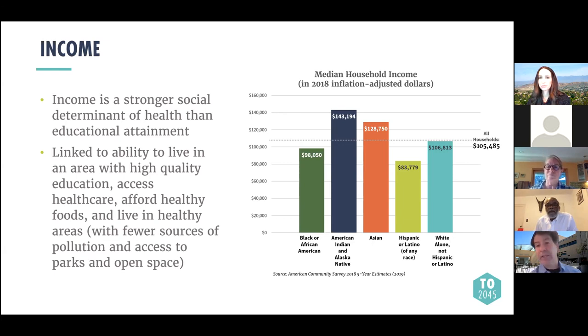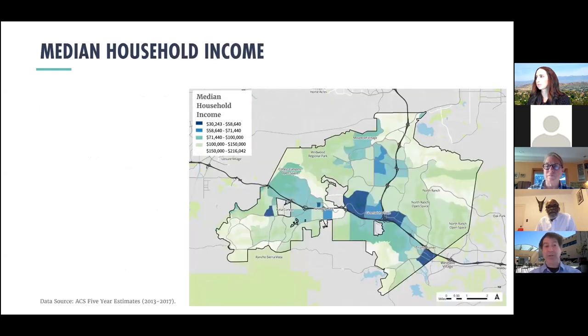The median is just over 105,000. And what we can see here is that Black, African American, and Hispanic Latino are below the average. And then Asian and white. White is actually right at the average, and Asian and American Indian and Alaskan Native are well above the line. So what we see is, again, disparities in income across the city.